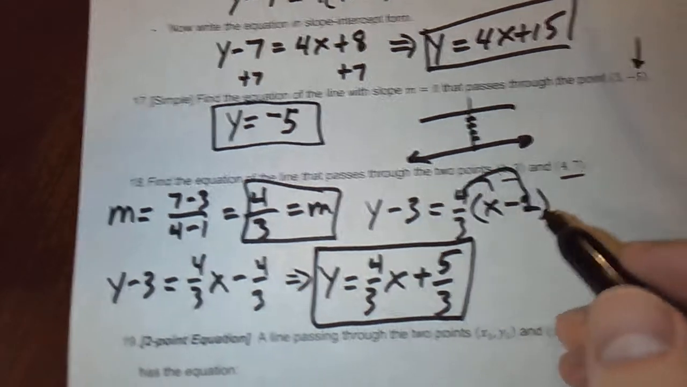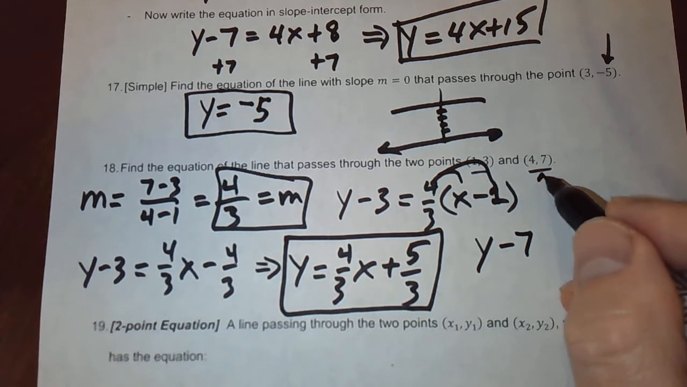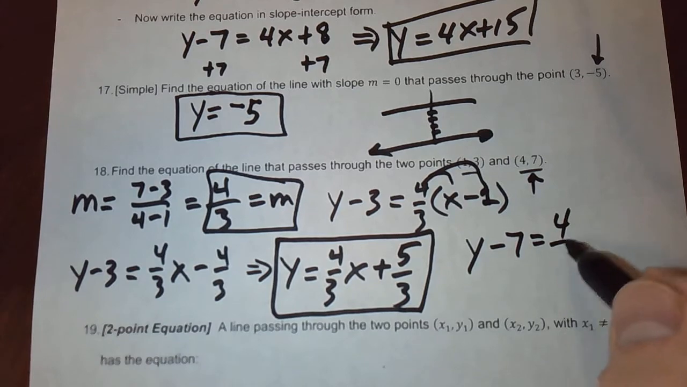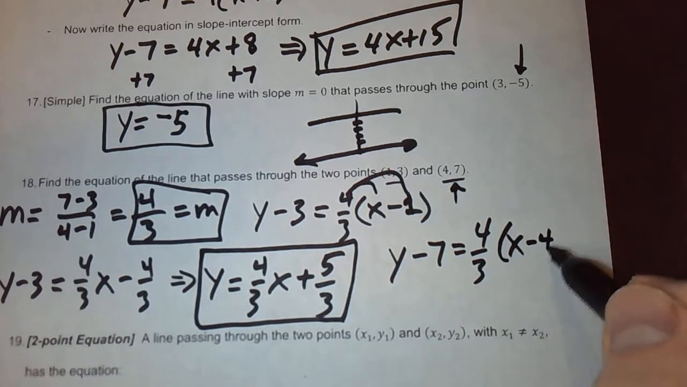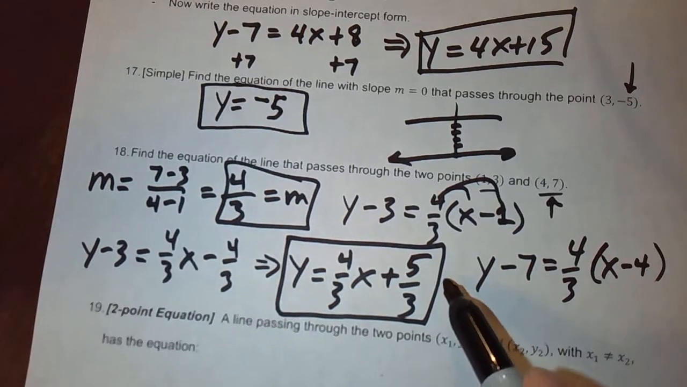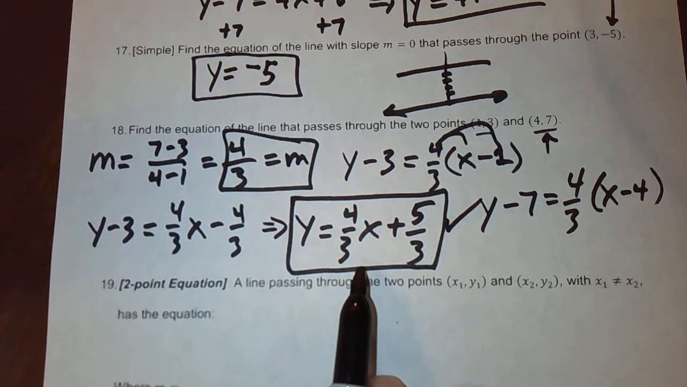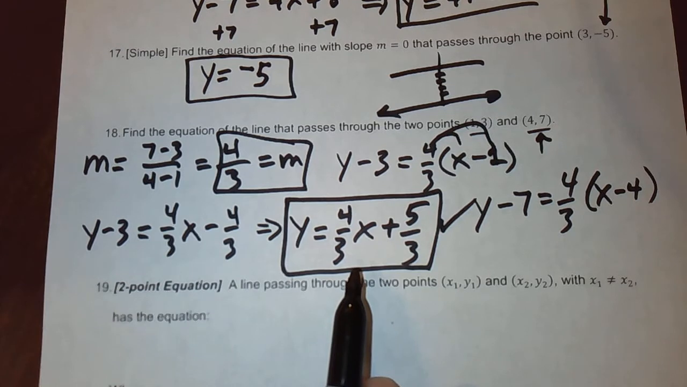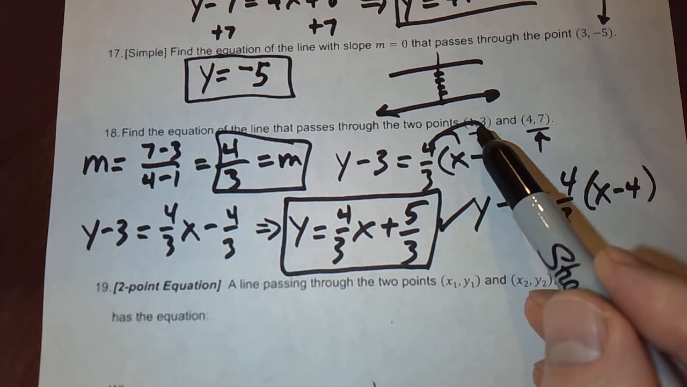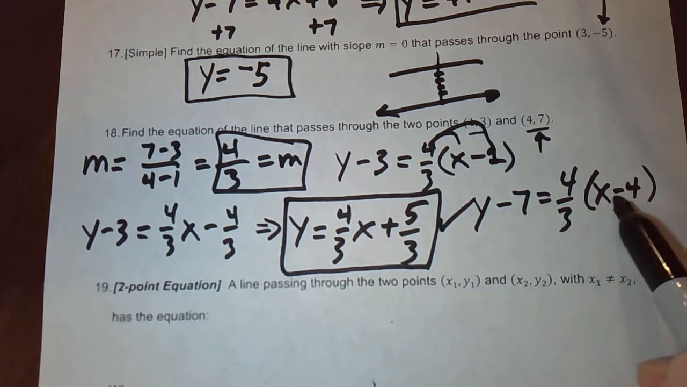And if you had written the line like y minus 7, using this point instead, equals 4/3 times x minus 4, after you simplify, you're going to get exactly the same thing as this. That's why I prefer the slope-intercept form for the equation, because everybody always gets the exact same answer. If you choose this point in the point-slope form, your answer looks like this. If you choose this point, it looks like this. They look like completely different lines, but they are equivalent lines.